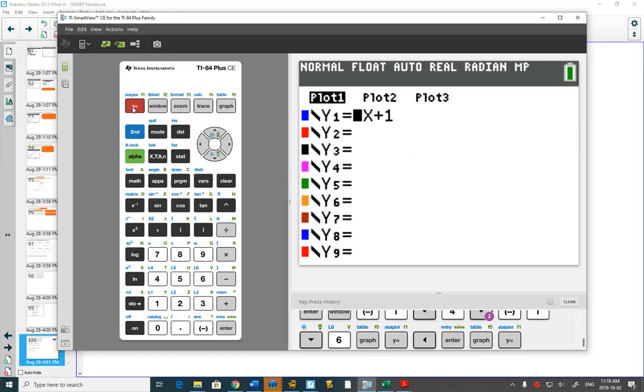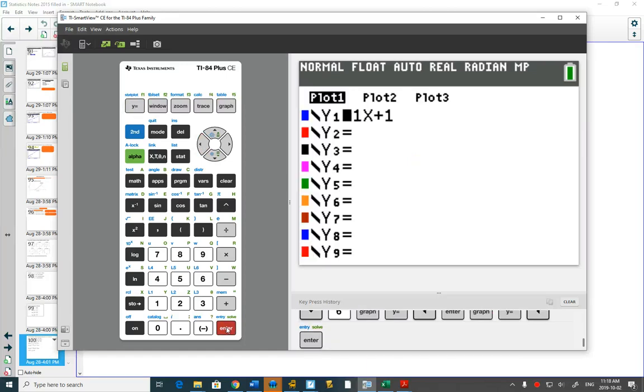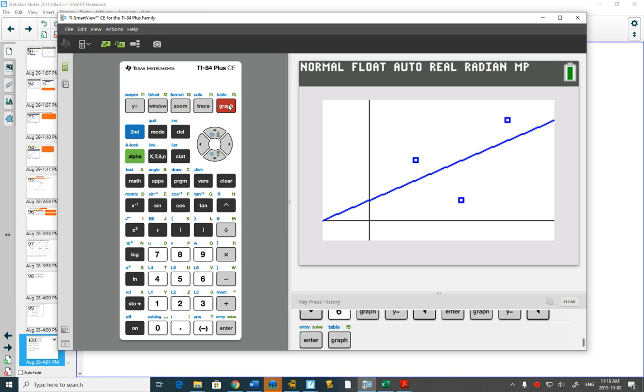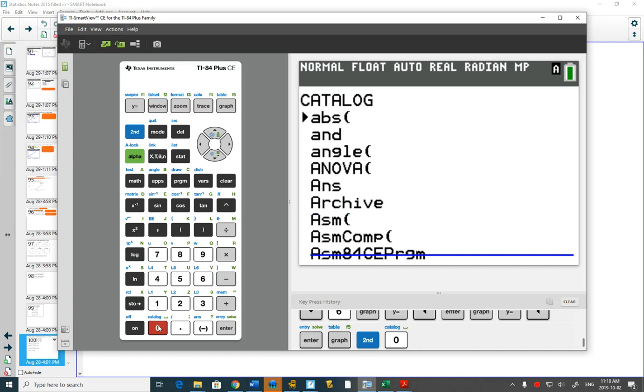I can go back to y equals, go to my equal sign and push enter. This is apparently the best line of best fit. So we want to see what the correlation coefficient is. How do we use our calculator to do that? Well, we're going to go to our catalog, which is above your 0 button. So hit catalog. And in catalog, it tells you every single command this calculator has.